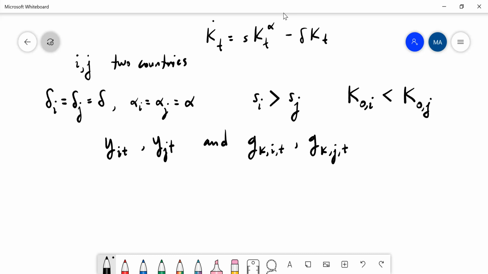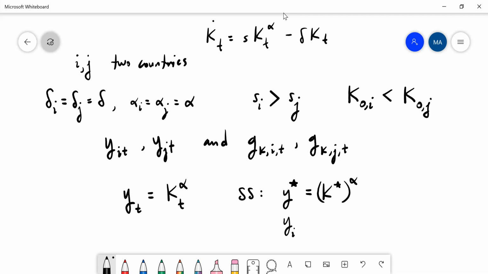Okay, so that's the question. Well, let's think about it. Remember, GDP per capita for any country will be equal to K^α, right? So what does this tell you? Well, in the steady state, y* will be equal to k* to the α, right? So this must be true for any country.